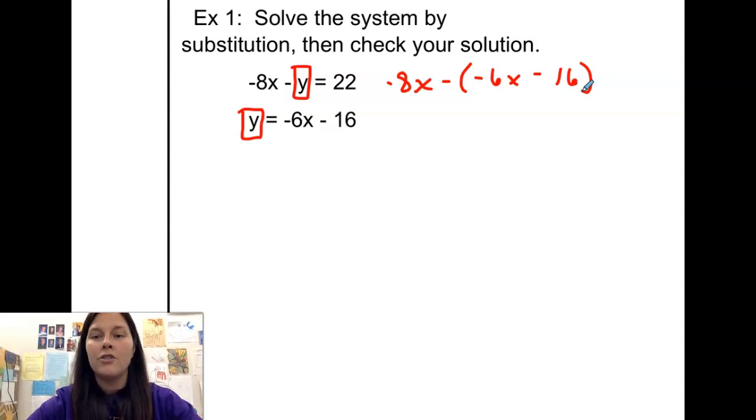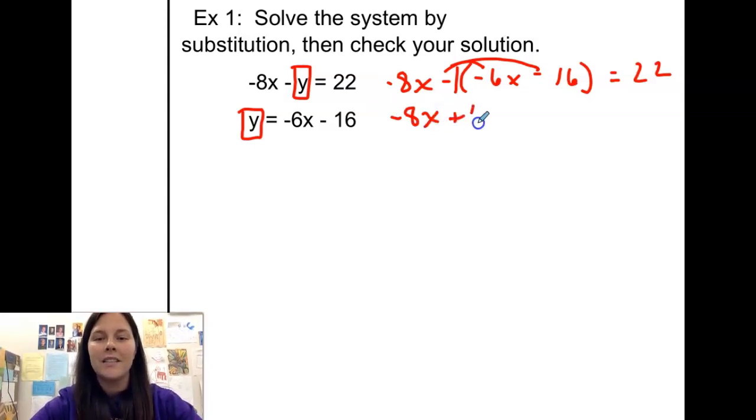Finishing off our equation, this equals 22. Solving this one, parentheses mean multiply. So I'm going to go ahead and put a 1 in front of my parentheses so that I can multiply everything inside by that negative 1. Bringing down my negative 8x, negative 1 times negative 6x gives me a positive 6x, and negative 1 times negative 16 gives me a positive 16, equals my 22.